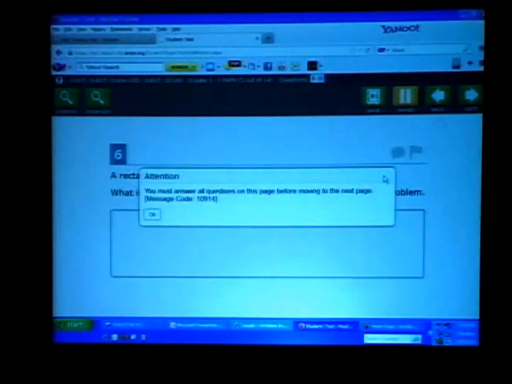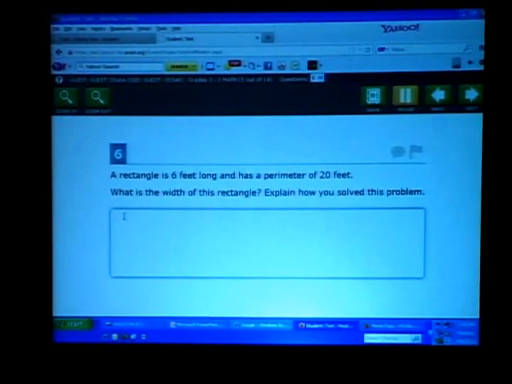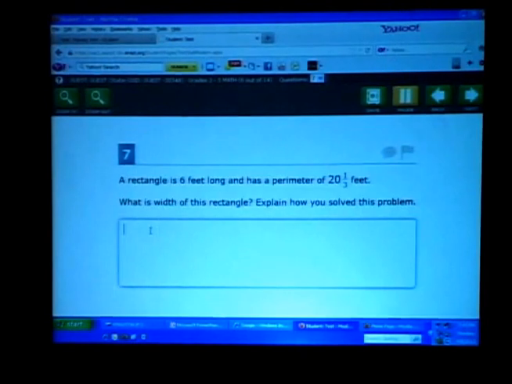If I try to go on to the next without answering it, it keys me in that I must answer all the questions on the page before moving on. So I'll put down an answer and move on. I have to do it differently. 10.